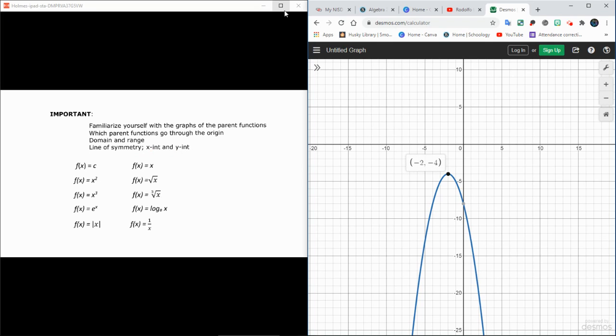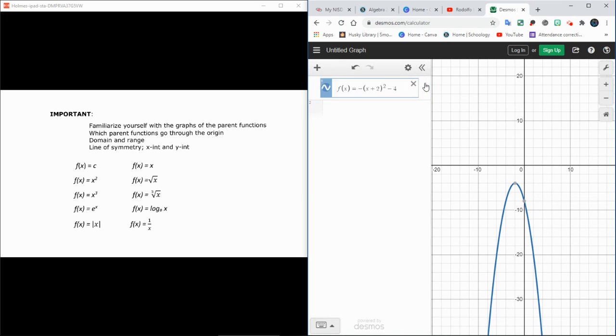One way to do any of these problems is, whatever problem you're given, graph it on Desmos. Put it in here on Desmos. Desmos will show you what to do. Graph it, and it'll tell you everything about it. It'll tell you what it looks like, and then from there you can decide if it has an axis of symmetry, all of that stuff.